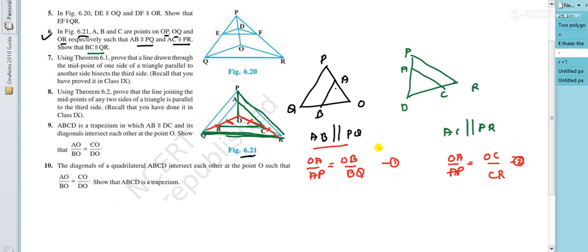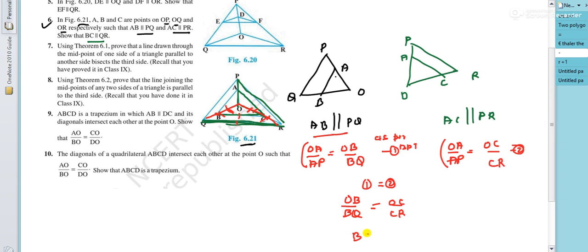As per BPT. That you have to write it always as per BPT. Now see, in both of the cases OA by AP are equal. So as per 1 and 2, since they are equal, can we write OB by BQ is equal to OC by CR? Now since these two sides are proportional, we can say yes, BC is parallel to QR as per converse of BPT. That's all. It's very simple. I hope you too have understood. Just write the reason. That's all.